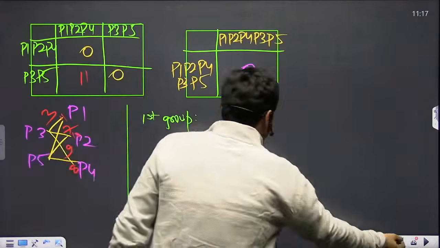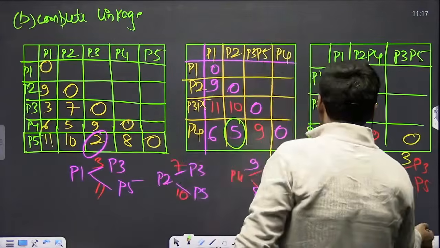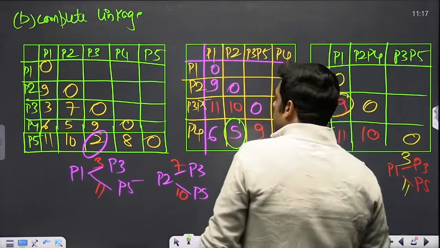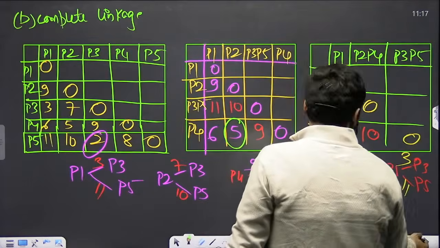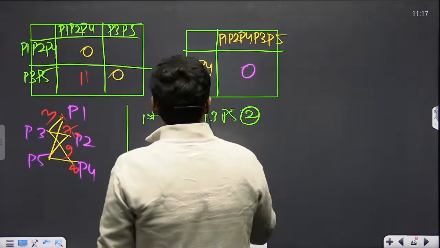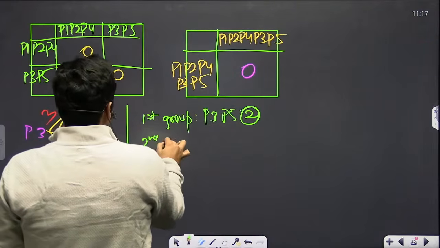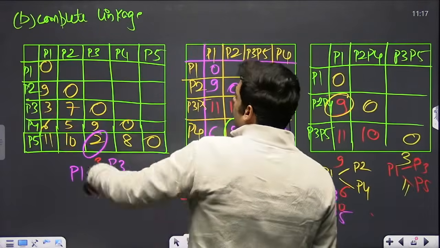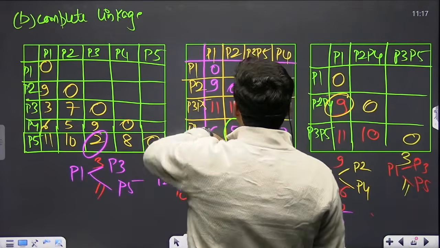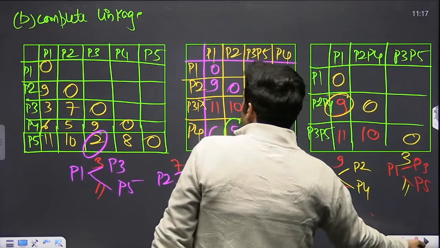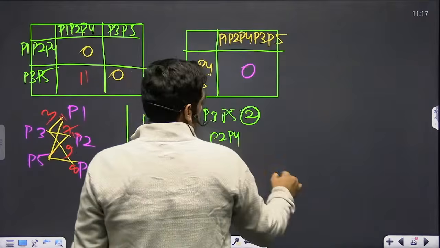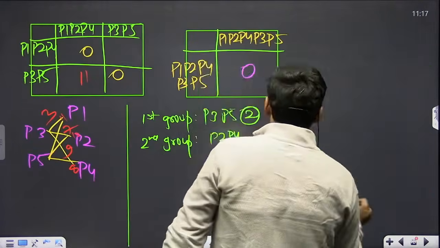First group was done between what? It was done between P3 and P5, at a cost of 2. Then the second clustering is done between which elements? It is done between P2 and P4, at a cost of 5.